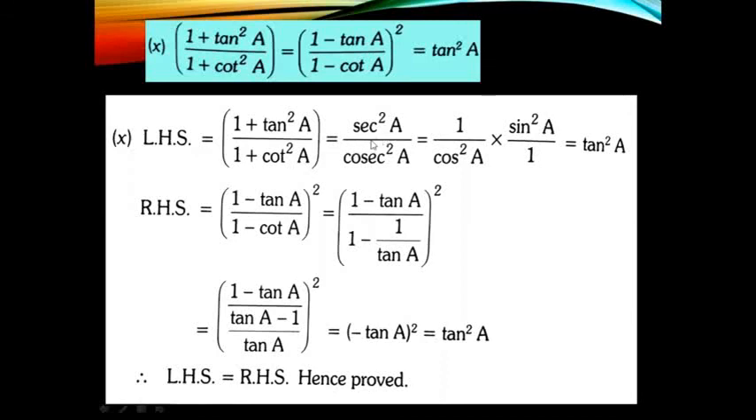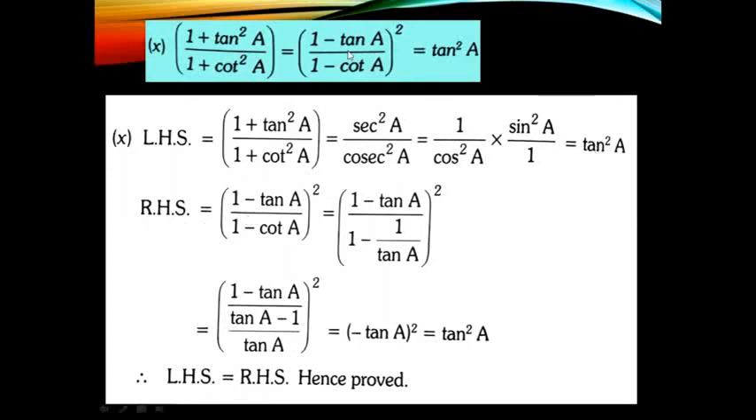So which is equal to 1 plus tan square A is secant square A by second identity, and 1 plus cot square A is equal to cosecant square A by the identity. So which is equal to secant square A we can write as 1 by cos square A, and cosecant square A we can write as 1 by sine square A. So now sine square A by cos square A, this is equal to tan square A.